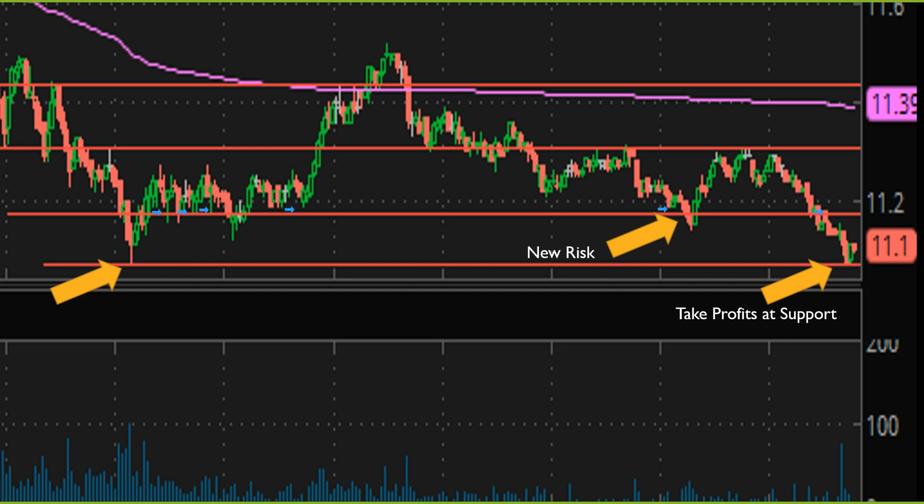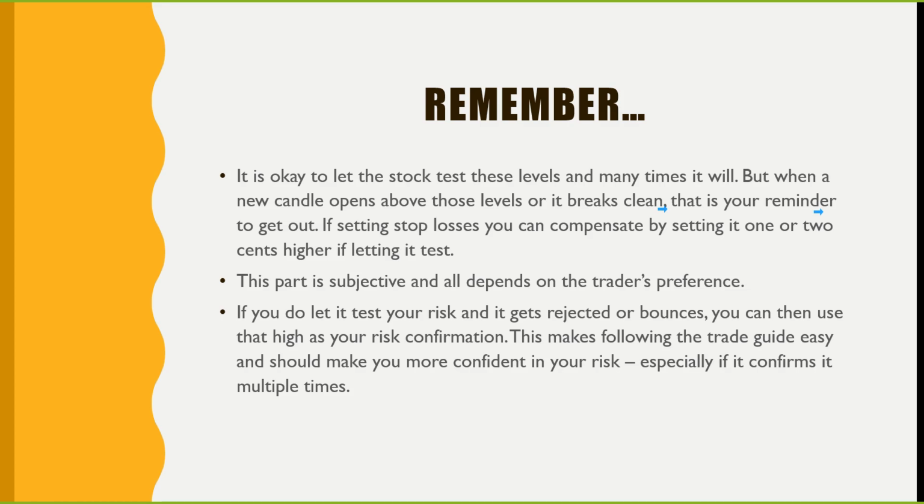And so can everybody see how you can kind of use support and resistance to guide you in the trade? There's a natural progression of the trade if it continues to go in your direction. And you can use these support and resistance levels to kind of map out what you're going to do next. How you're going to approach the trade, limit your risk, and give yourself the best odds of success in those trades is that it is okay to let the stock test these levels.